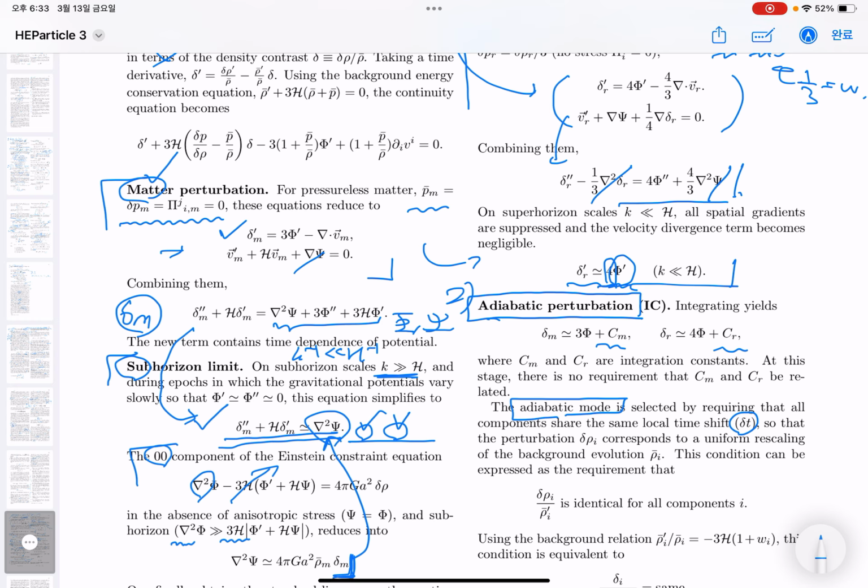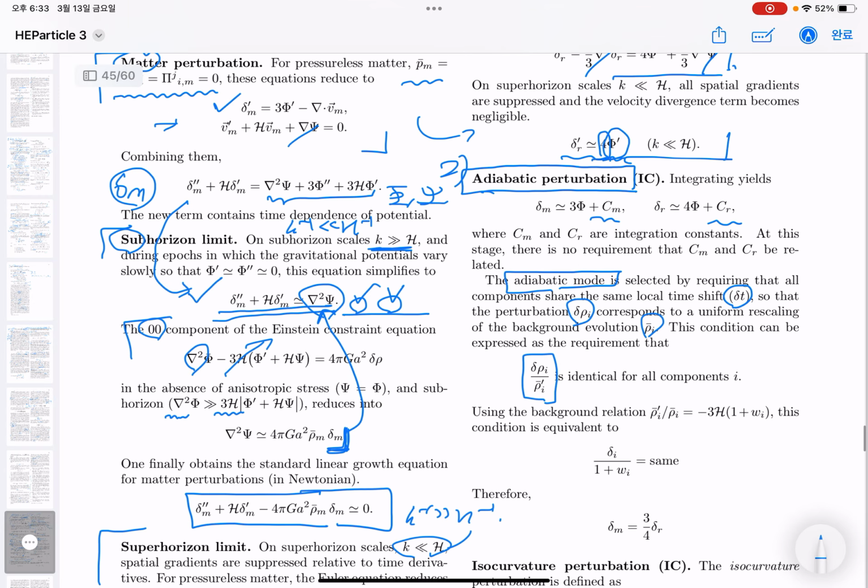So the perturbation of each component, δρ_i, corresponds to a uniform scaling over the background evolution of ρ-bar. So this condition can be expressed such that the ratio of δρ over ρ-bar for each component is all identical. This can be written using the background continuity equation. Then for some specific component i, the density perturbation δ_i times 1 over (1 plus w_i), where w is the equation of state, is the same for each component.